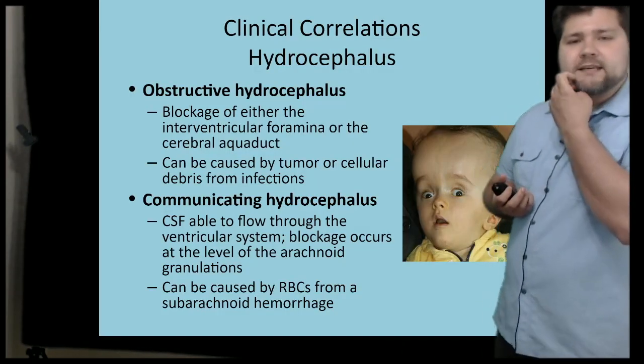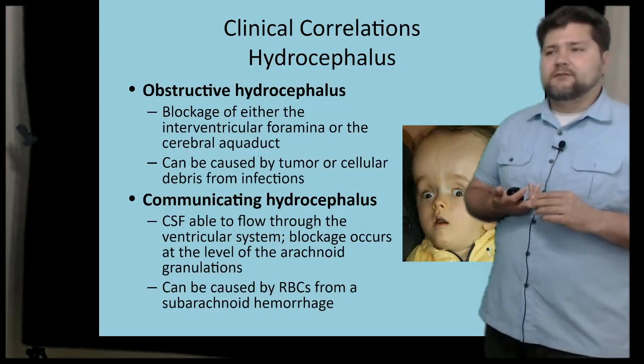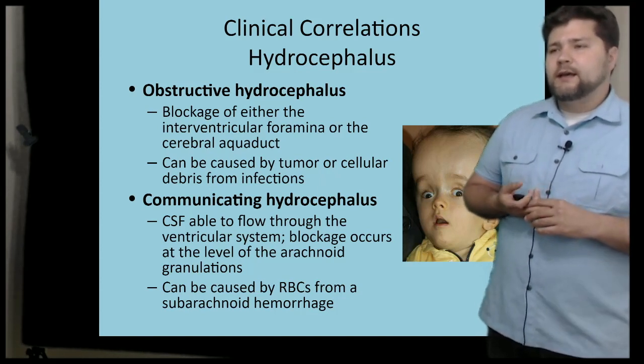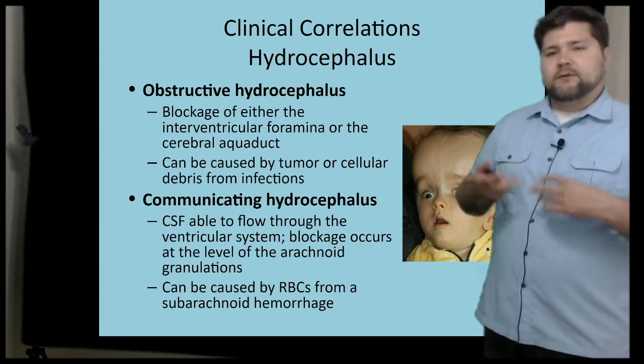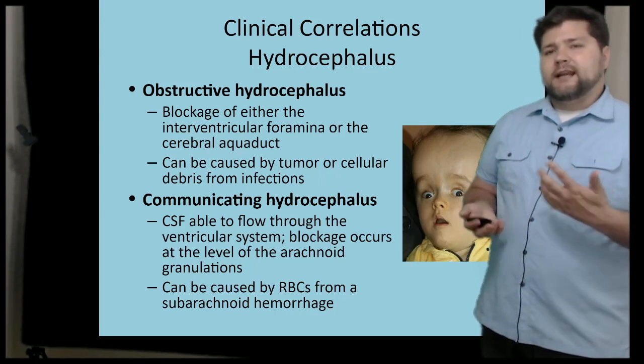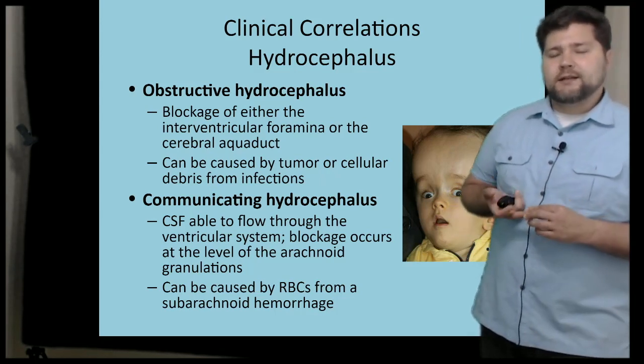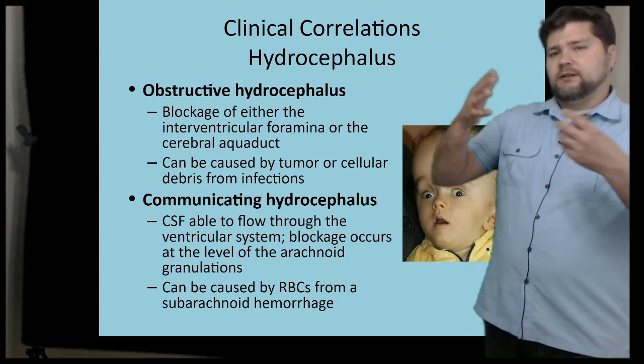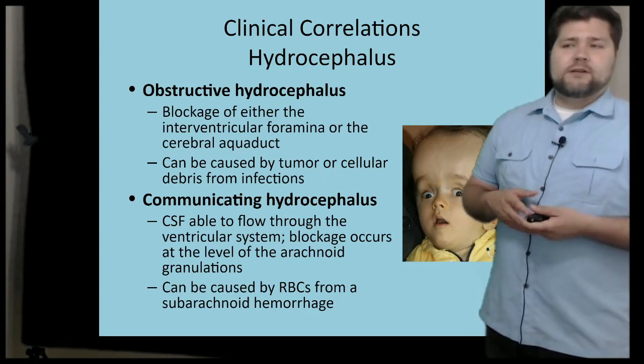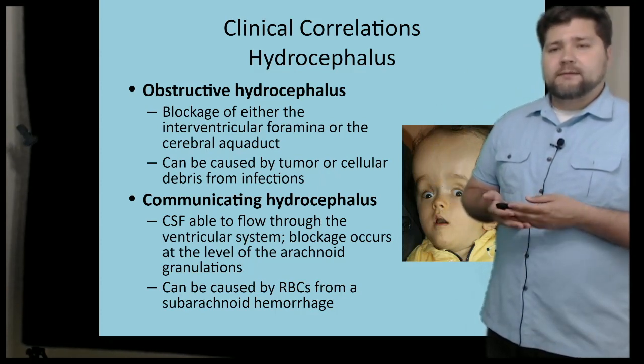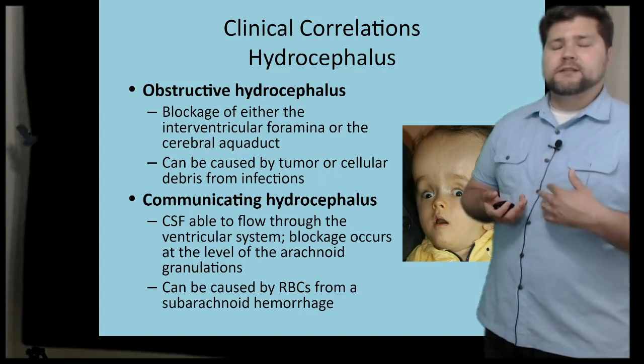All right, so let's go ahead and take a look at some clinical correlations, and specifically pathologies for the cerebrospinal fluid. So this is something that you can see in children, and we already talked about the fontanelles and how something like impinged drainage of your cerebrospinal fluid could lead to an enlargement of the skull. Now that's not to say you can't get obstruction of your ventricular system in an adult.